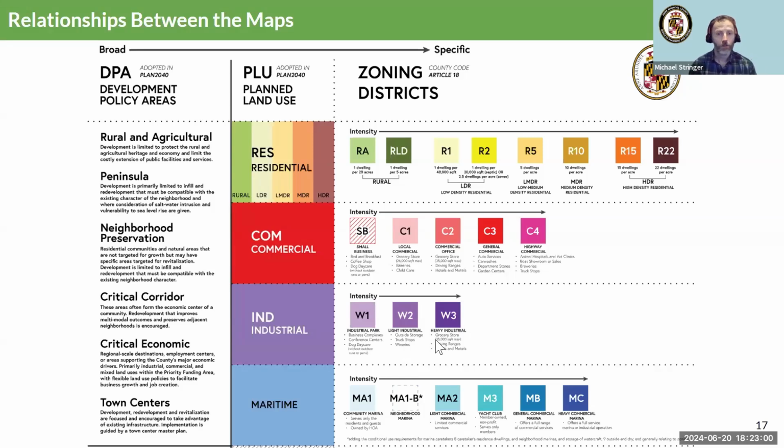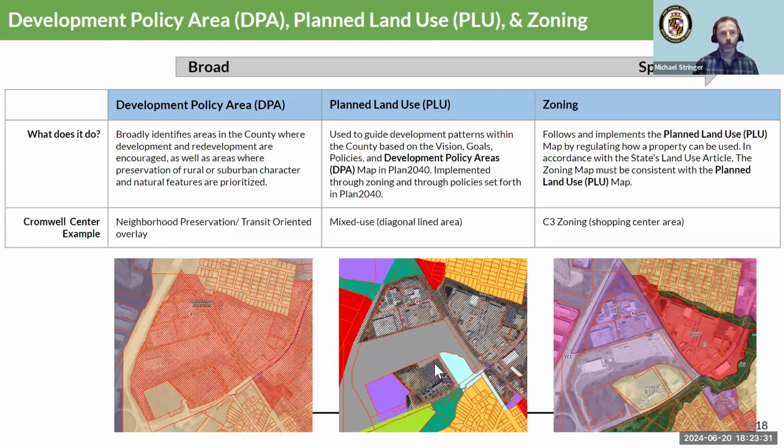For our commercial planned land use, we've got our 5 commercial zones from small business to then the C zones that go from 1 to 4. And as you go higher in those numbers, they have more intensive uses and allow for larger structures, more coverage of a lot. Similarly, for our industrial, the higher the number, the more intense, the larger the buildings can be. And for our maritime, we go from our community marinas in MA1 up to our commercial marinas in MC. There is a table in Plan 2040, Volume 2, Table 17, that gives that in a list form.